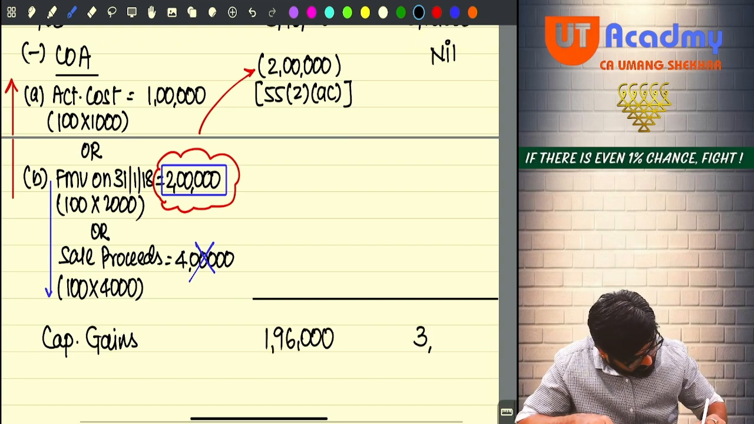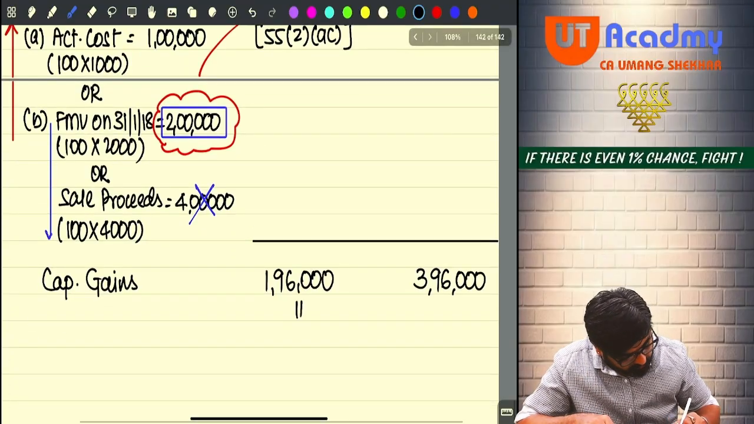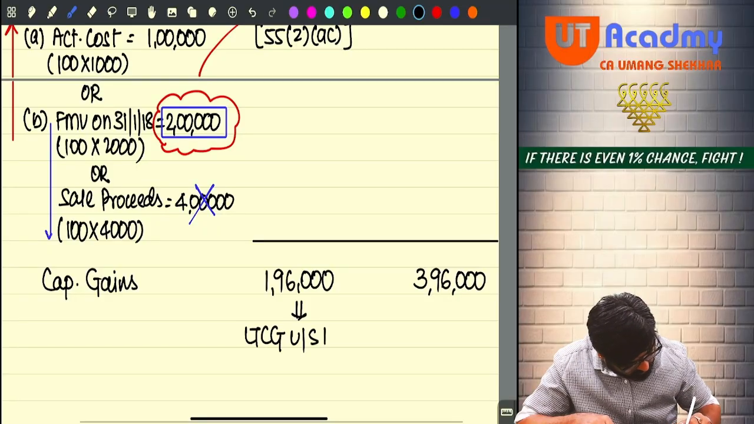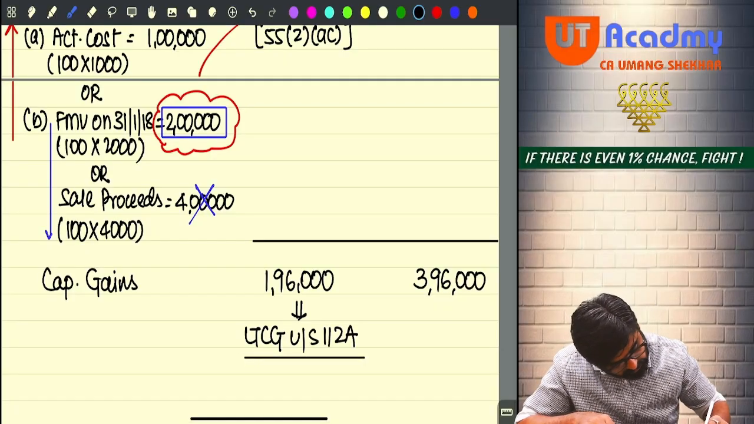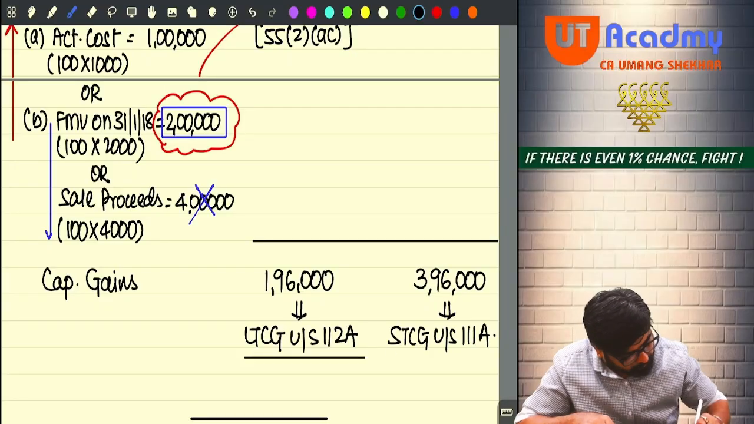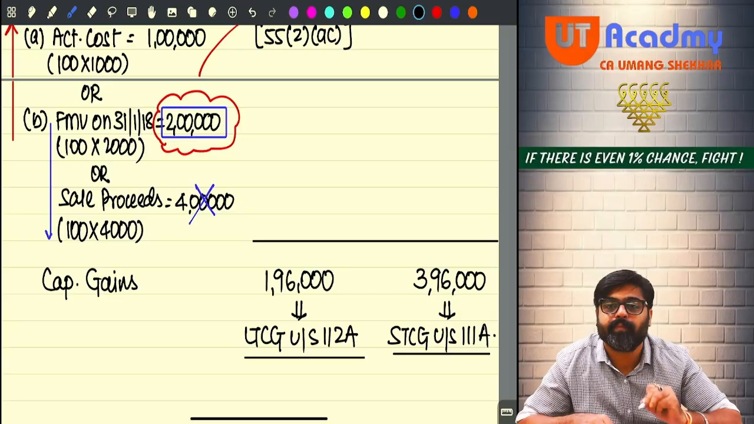And here the capital gain will be 3,96,000. Is it LTCG under section 112A? Yes. And is it STCG under section 111A? Yes, sir. This is STT paid short term gain, no?